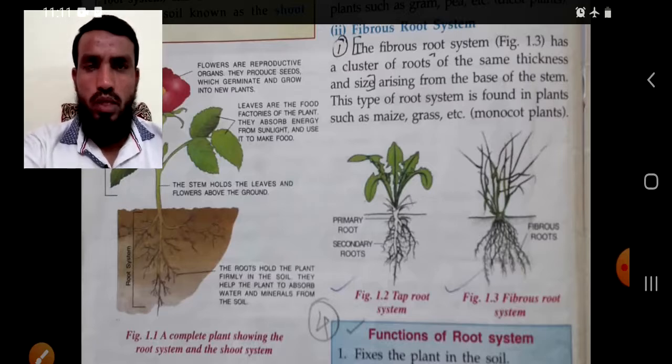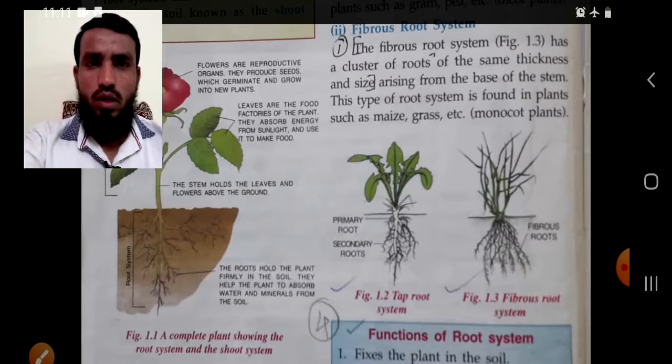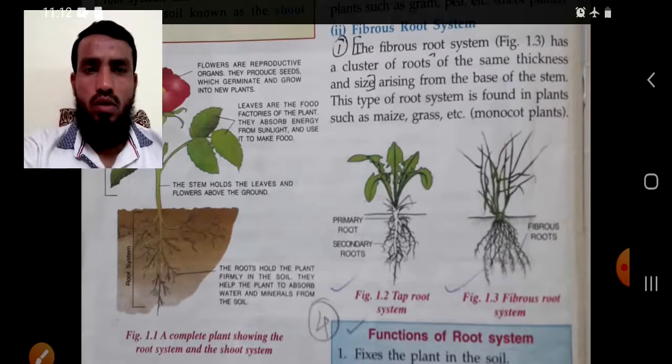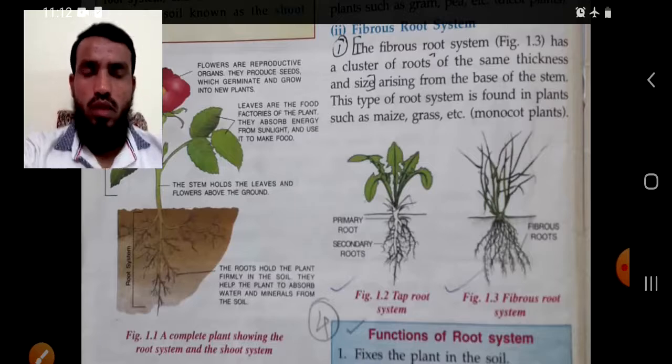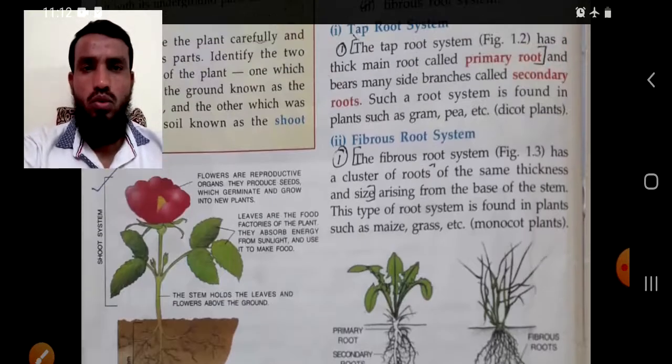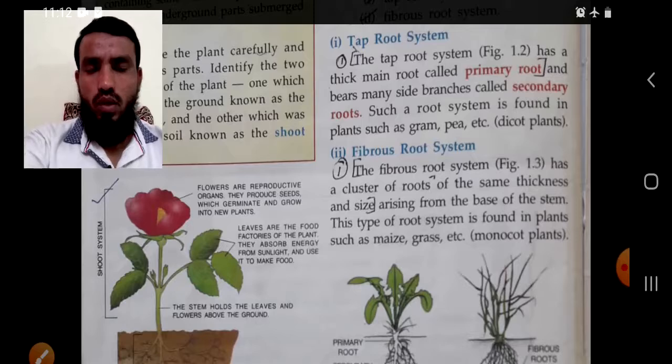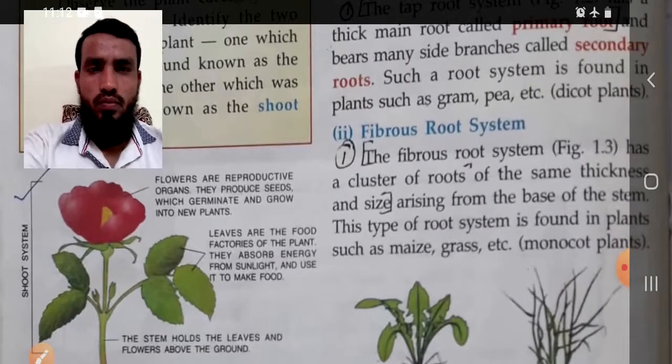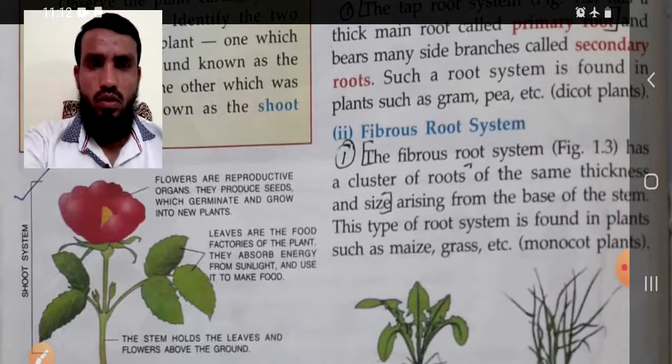So the roots basically give the plant the strength to be firmly upright above the soil. The second most important thing is that they help in the absorption of water from the soil, and minerals also come with the water. So that is the basic function of the root. Without water our plant cannot make food. It is a basic requirement for photosynthesis.